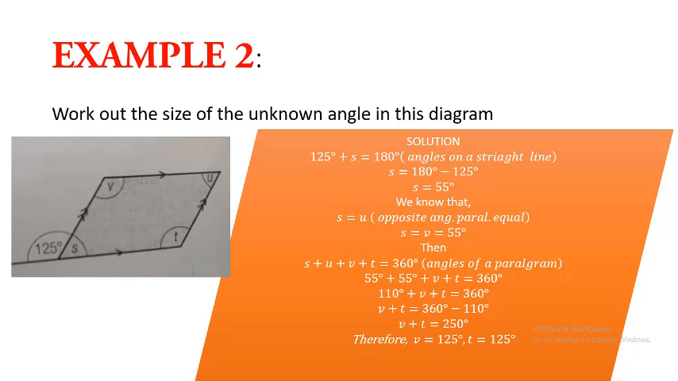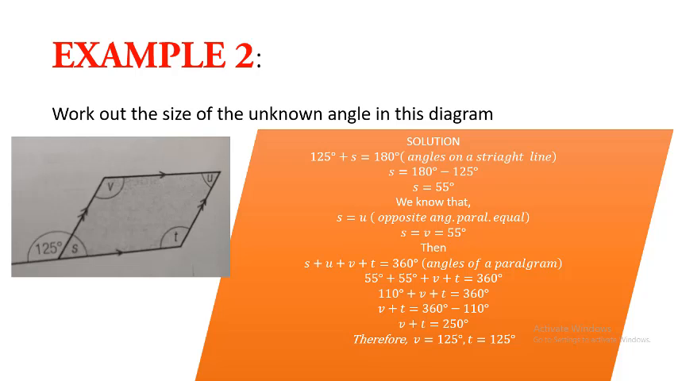Now, we know that angle S is equal to angle U. Have you seen where S and U are? Those angles are opposite. The opposite angles of a parallelogram are the same. It means that angle S is 55 degrees and also angle U is 55 degrees. They are the same. Those are opposite angles. Then we are going to say angle S plus U plus V plus T, that means all the angles inside the parallelogram, is equal to 360 degrees. Why? Angles of a parallelogram.